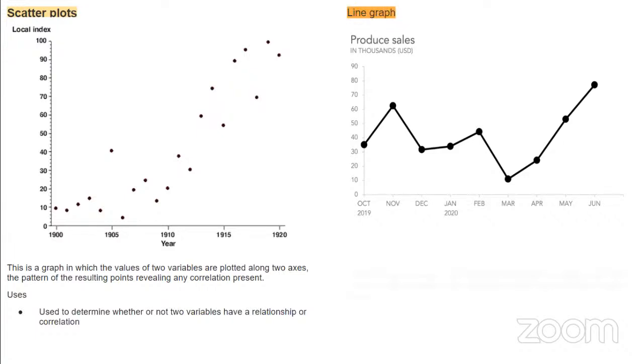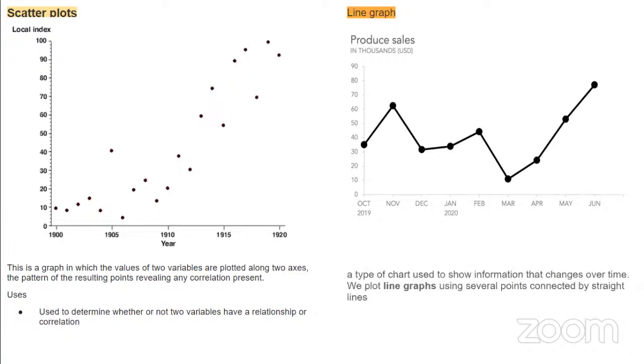A line plot or a line graph is a type of chart used to show information that changes over time. It is plotted using several points connected by straight lines. So notice that for the scatter plots, there is no connection of the points, because what we are doing is just determining a relationship between the two variables. But for a line graph, we have to use a connecting line to be able to explain. So it's used, for example, to highlight sales over time or rainfall for a city over months or years.